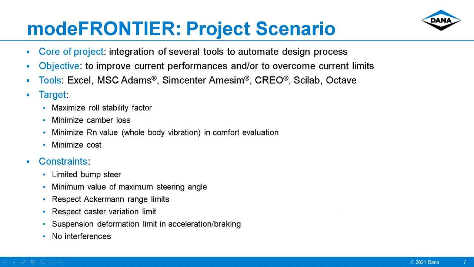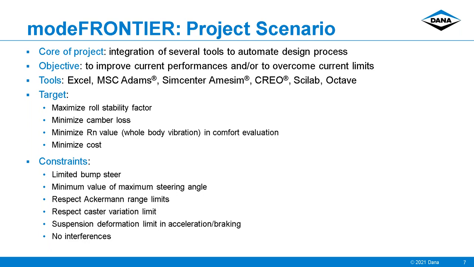In this slide, the project scenario to develop in Mode Frontier is briefly reported. The process core and objective is thus to improve the performances of the reference solution found by hand with the automated process. The integration of several third-party tools, such as the parametric models developed in Adams, Amesim, and CREO, is mandatory to do so. The main process, targets, and constraints are reported too. In particular, the targets are the optimization of some suspension kinematic aspects, the improvement of dynamic behavior, and the cost minimization. The constraints were chosen according to a sensitivity analysis carried out on the system.